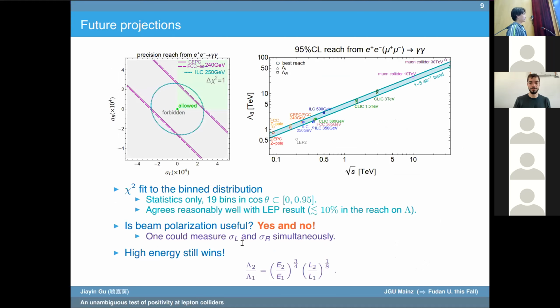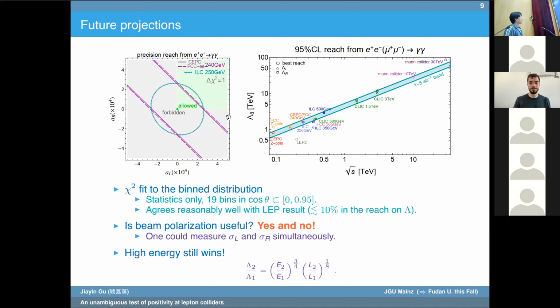In that sense, it's quite useful for testing positivity, because we can test the positivity of the left-handed and the right-handed cross-section separately. So this is reflected in this circle here for the ILC, where we can constrain them simultaneously.